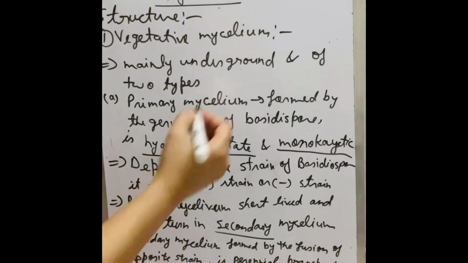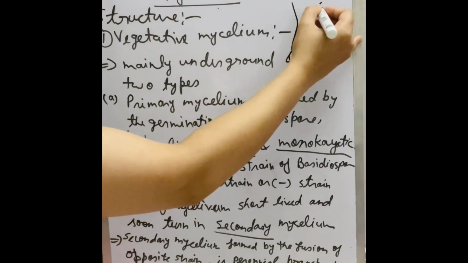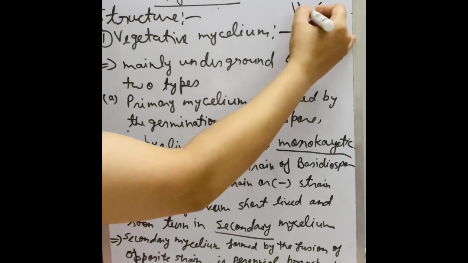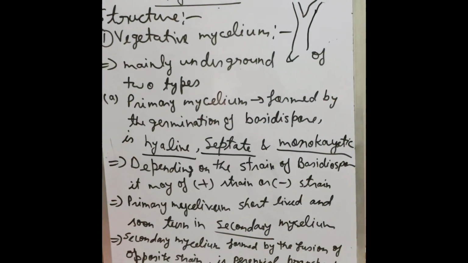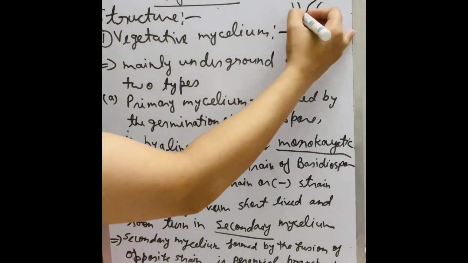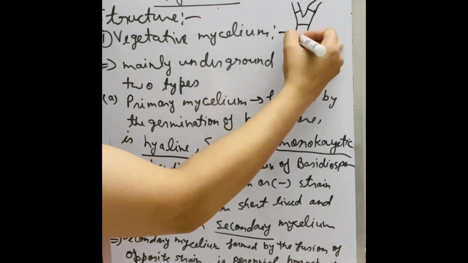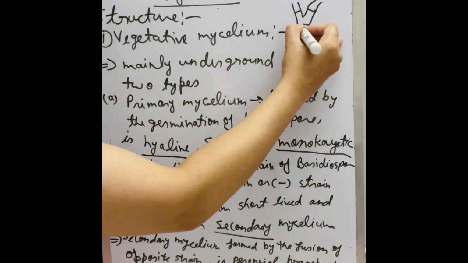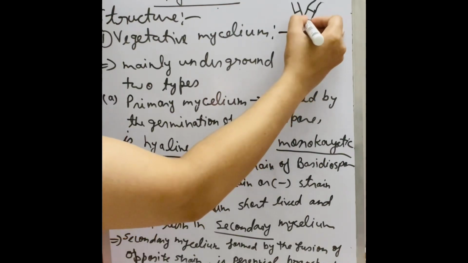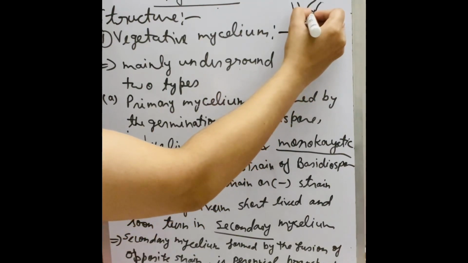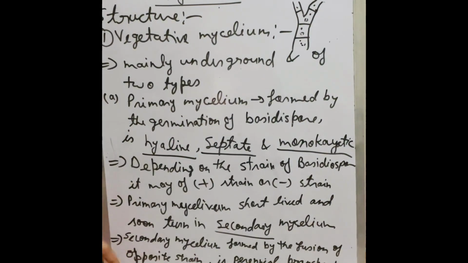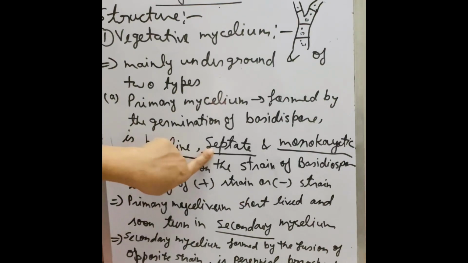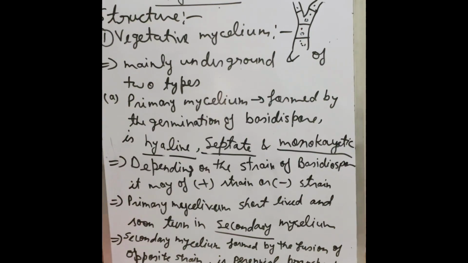So how will it look? It could be like this. It is monokaryotic mycelium. This diagram should also be drawn in your notebooks. Monokaryotic mycelium has a single nucleus. That's why we say it is hyaline, septate and monokaryotic type.